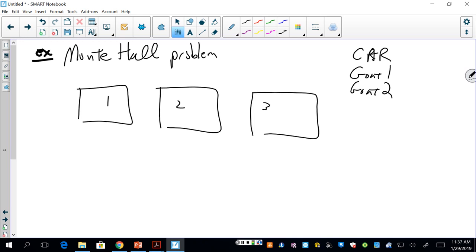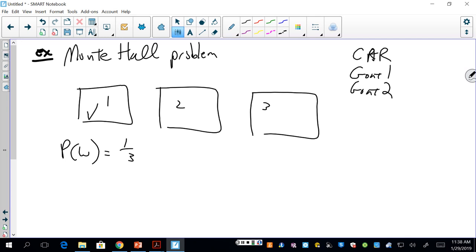And so the idea is you get to pick a door. Where do you think the prize is? What's your probability of winning when you pick a random door? 33%. Yeah, the probability that you win when you choose a door is just 1/3. So which one do you want to choose first? Door 1? So you put your mark on 1.